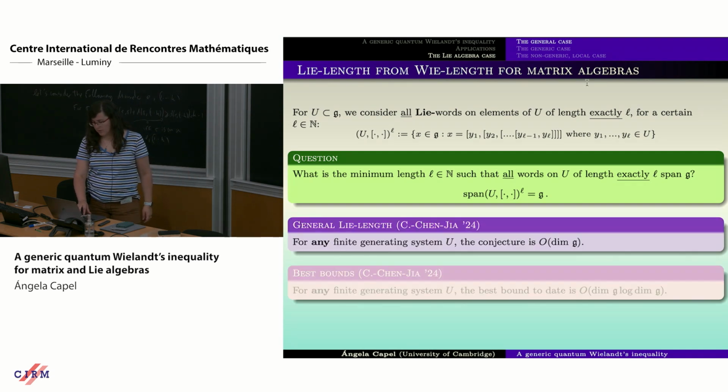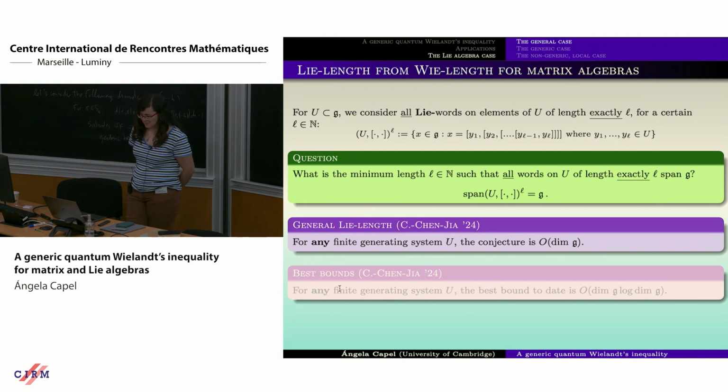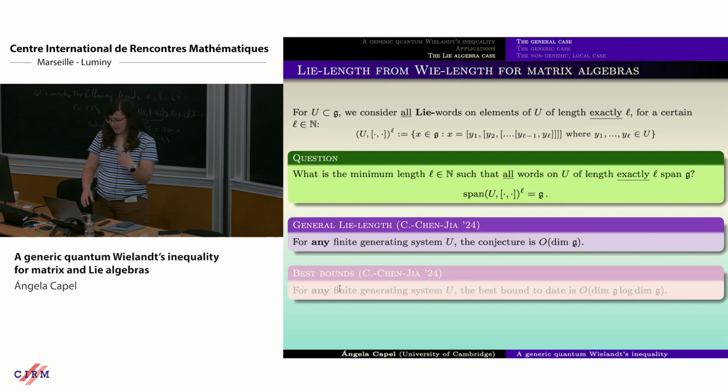So again, we are going to ask the same questions that we were asking before for the Lie length for matrix algebras. What is the minimum length such that all words of length exactly L span the whole matrix algebra, span the whole Lie algebra, sorry. And what we can see now is, first of all, that as a direct translation between the matrix algebra case and the Lie algebra case, the conjecture that you can write for any finite generating system is of order of the dimension of the Lie algebra. So this is very natural to think.